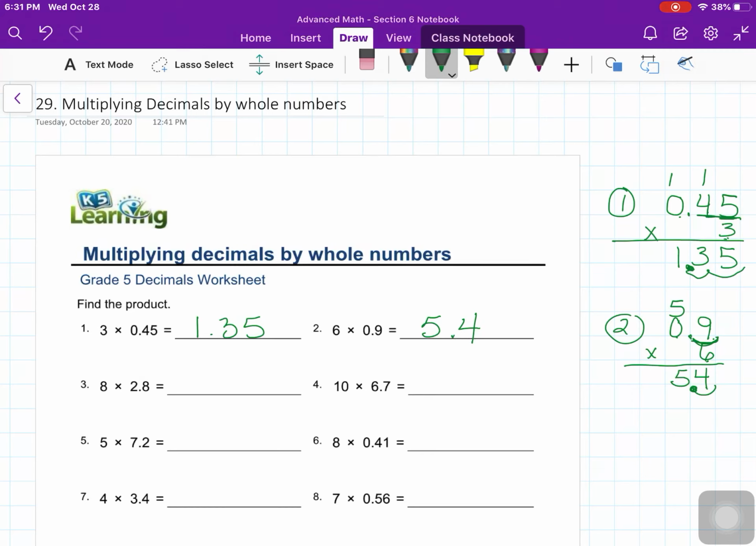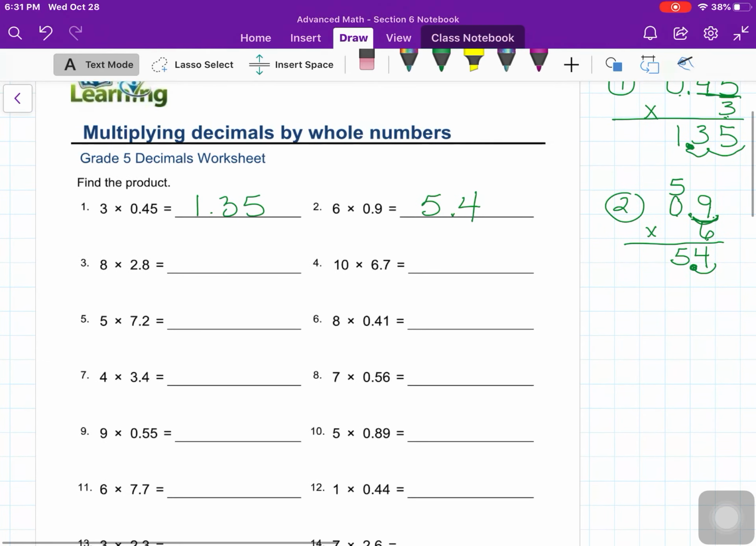And again, that would make sense because if I was going to round these, this would round to 1. 6 times 1 is 6. It would make sense to have the decimal point there for sure. Let's try a few more together here.